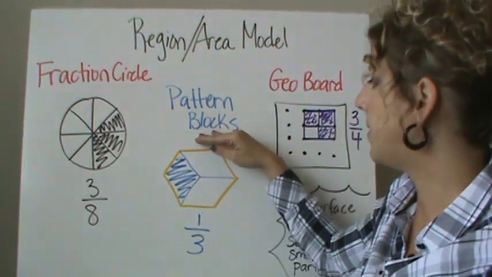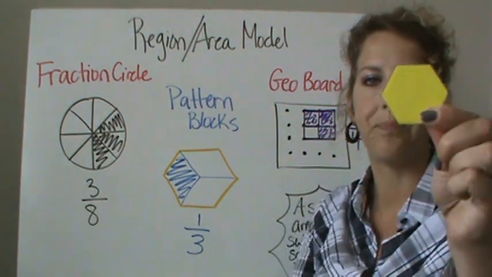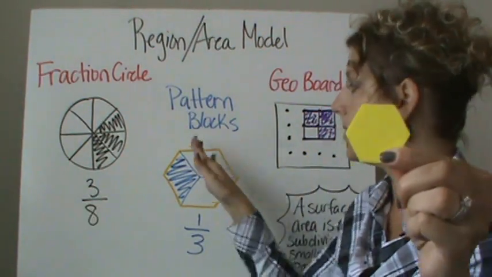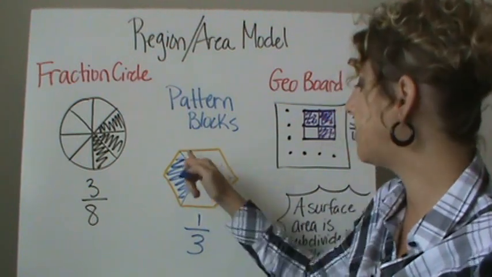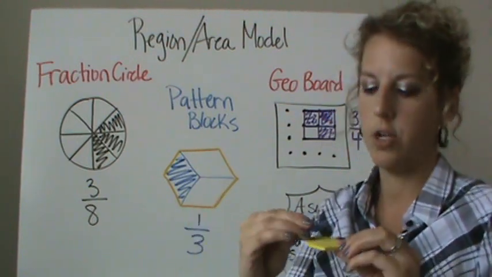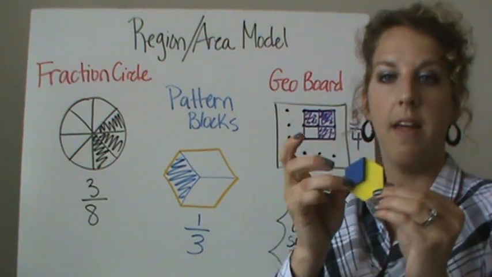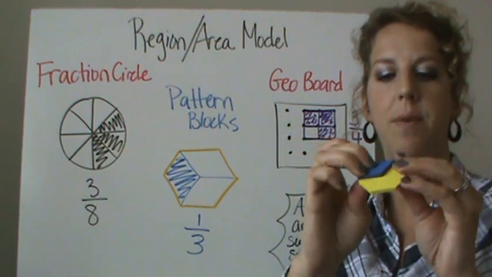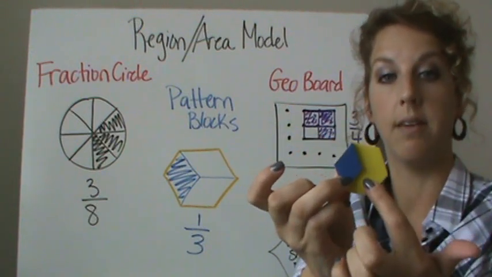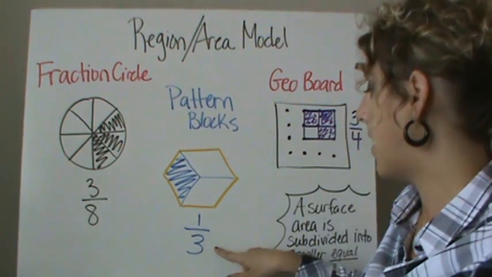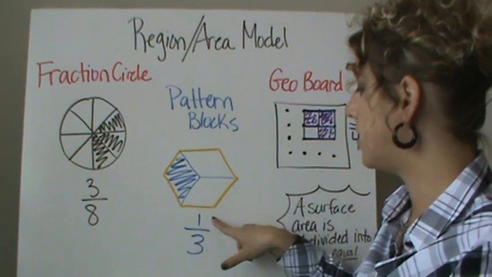If you look at the pattern blocks, and we have these in class, you get your pattern block out, and this is representing one whole. And then if you split it into 3 parts, and you shade in one of them, you fit it over it perfectly, that would be 1 out of 3, 1/3. So that would be 1/3 because there are 3 parts total and 1 is shaded.